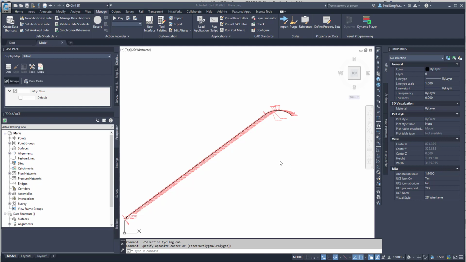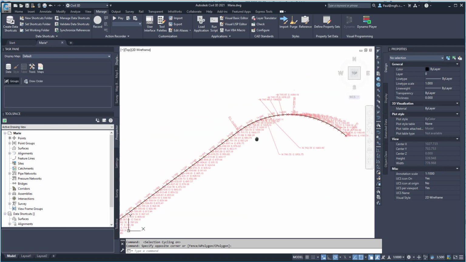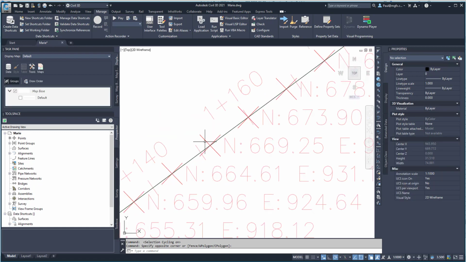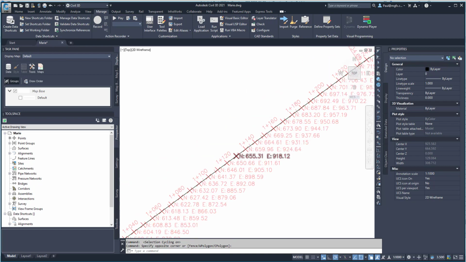Good morning, everyone. We're in Civil 3D today, and we are looking at some COGO points that are defining an alignment, or that are placed on an alignment, and they've got some label styles. Here you can see what is on the screen. So we've got these COGO points, and they were placed on an alignment.